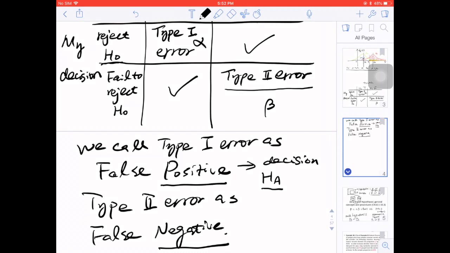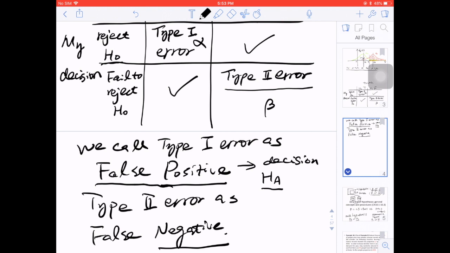For example, if you have enough evidence to reject the null hypothesis and support the alternative hypothesis, which means your alternative hypothesis is a positive to you. Because you have decided to support the alternative hypothesis, so you have a positive here. But your decision might be correct, might be incorrect. If your decision is incorrect, then you have made a false positive decision. So this is called the type 1 error.